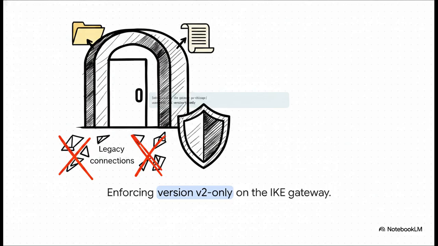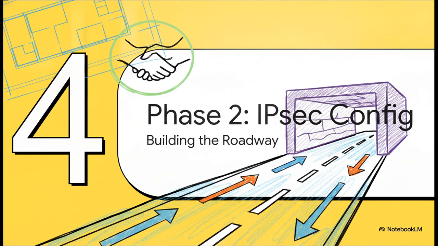Finally, for Phase 1, we attach this folder, this policy, to our gateway, which is the actual door to the outside world. And remember that super strict standard we discussed a minute ago? This is exactly where we apply it. Under the gateway configuration, we strictly enforce the version v2 only parameter. That keeps our negotiation standards rigid and outright rejects any outdated legacy connections. Blueprints approved. Let's move to Section 4, Phase 2 IPsec configuration.